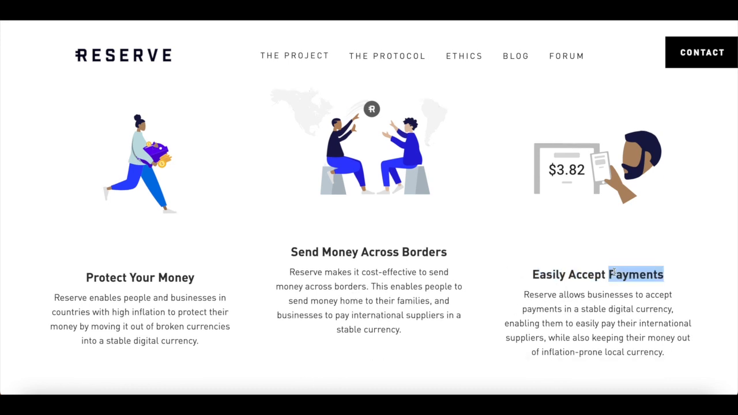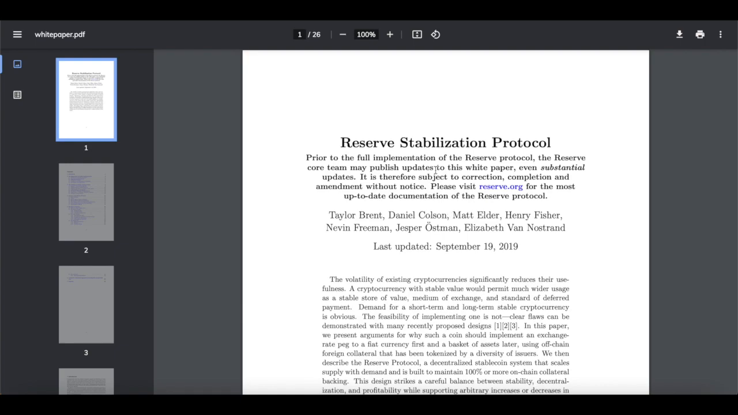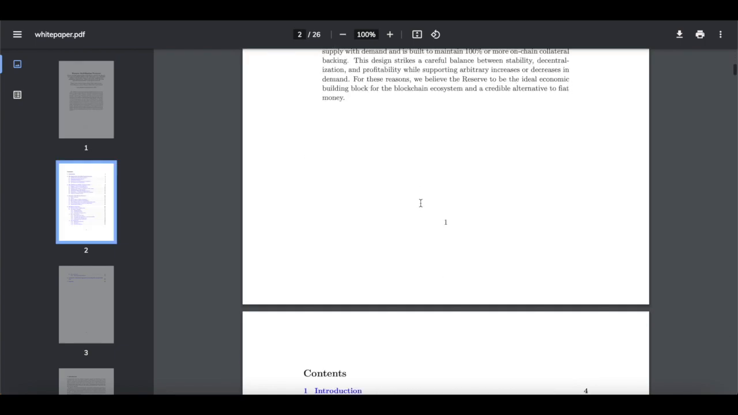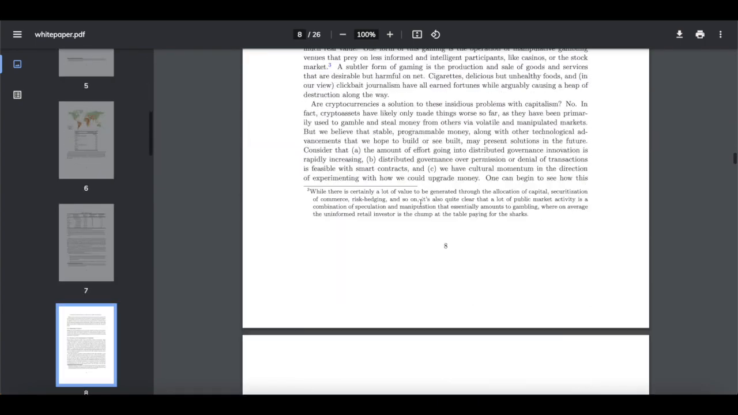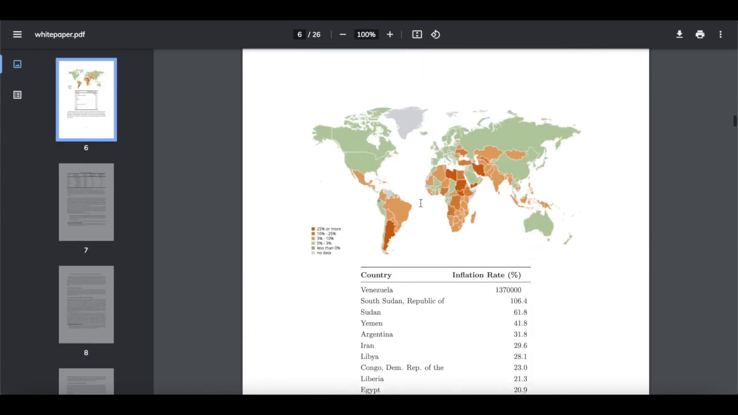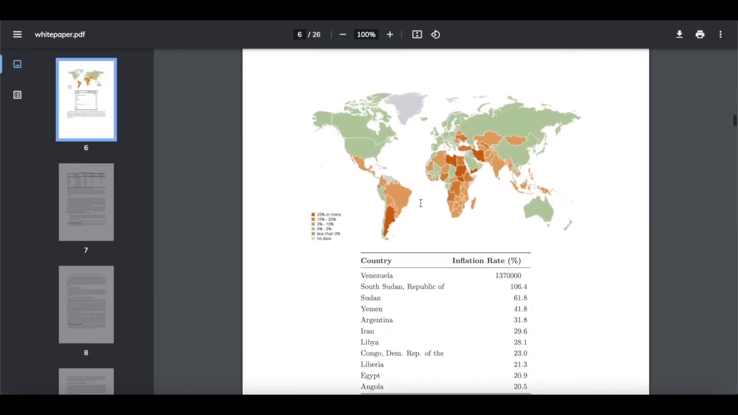But I do believe that this is easier said than done, because everyone wants payments to be easy, but it's often more complicated. So Reserve allows businesses to accept payments in a stable digital currency, and enables them to easily pay their international suppliers while also keeping their money out of the inflation-prone local currency. Now, there's probably a lot more information in the white paper. I do advise everyone to always read the white paper of any cryptocurrency that you're interested in.